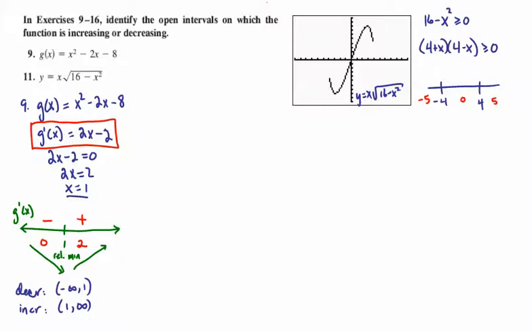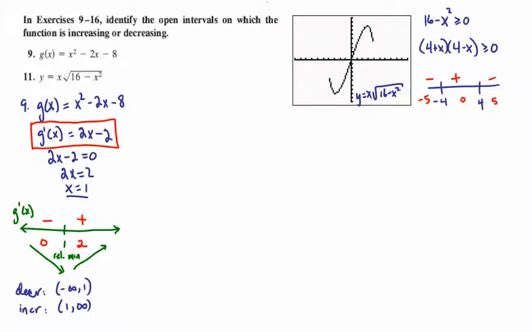And when x is -5, you're going to get negative and positive, so that would be negative there. 4 plus x would be negative, 4 minus x would be positive. When you plug in 0, you're going to get positive times positive is positive there. When you plug in 5, you're going to get positive for 4 plus x and negative for 4 minus x, so that would be negative.